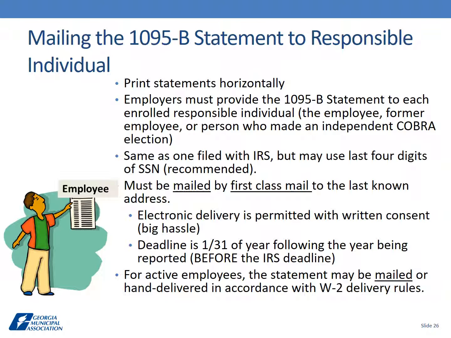The 1095-B statement must be mailed by first-class mail to the last known address. There are rules about electronic delivery, but the requirements to get written consent really make it much more of a hassle than it's worth. The deadline is January 31st of the year following the year being reported. Remember, this is before the deadline for sending them to the IRS. For active employees, the statement may be mailed or hand-delivered in accordance with W-2 delivery rules.